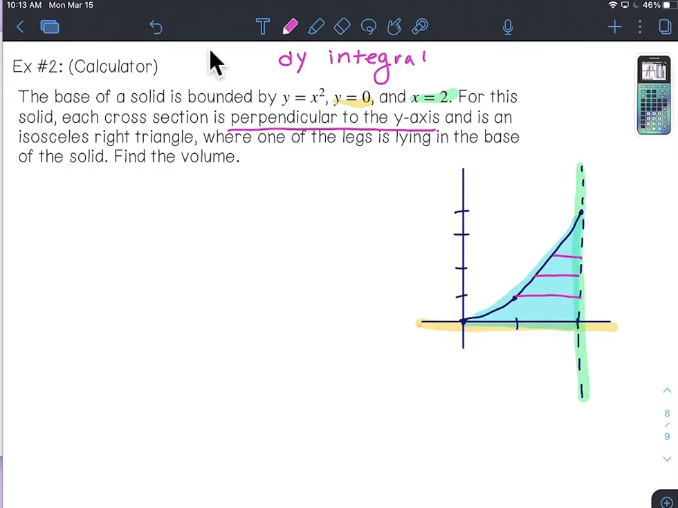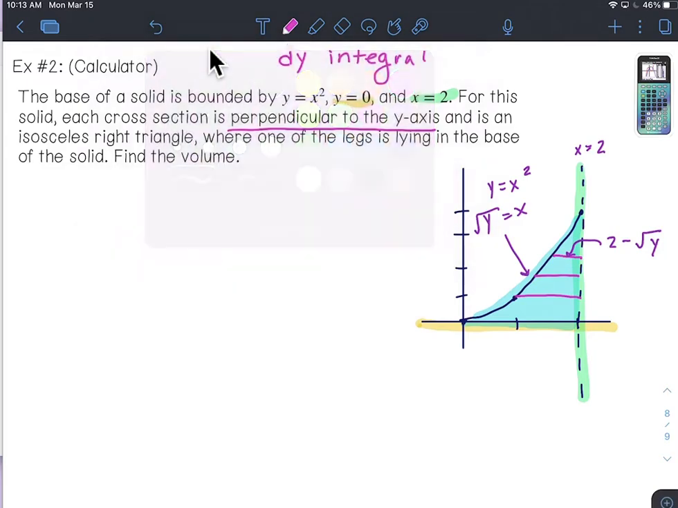to find the length of that line, if this is y equals x squared, that means that the square root of y is equal to x. That's the same curve there. And then this is just x equaling 2. So to find the distance between those, it's just going to be the line, so 2 minus the curve, so the square root of y. So that's going to be the length of that line.